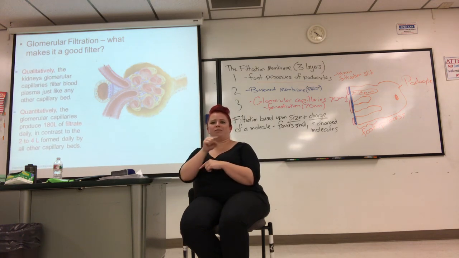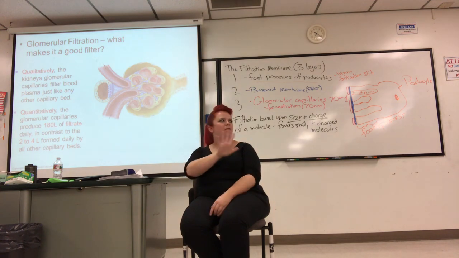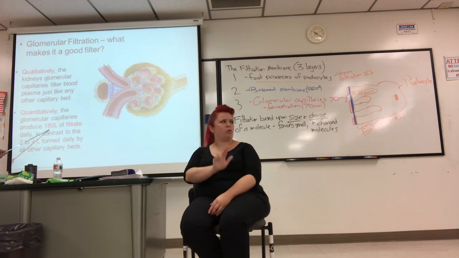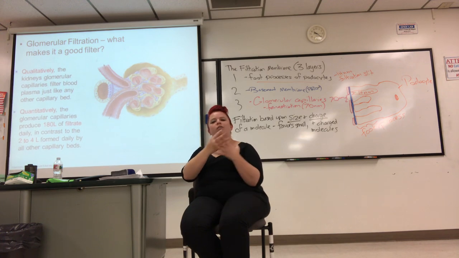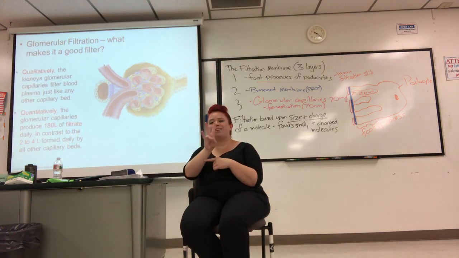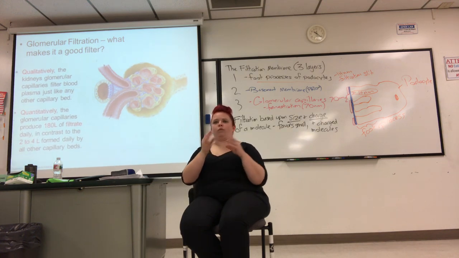Let's remember that you're only filtering the plasma. Total blood volume is about 5 or 6 liters. Plasma is only about half of that, so you're only filtering 2 or 3 liters of your plasma. 180 liters every day, so that's like you're filtering your blood volume 70 times a day. Now that's great if your function is excretion. If you have toxins in your blood and you want to filter them out, that's a good way to do it. Put it through the kidney 70 times each day, you'll probably get it out.